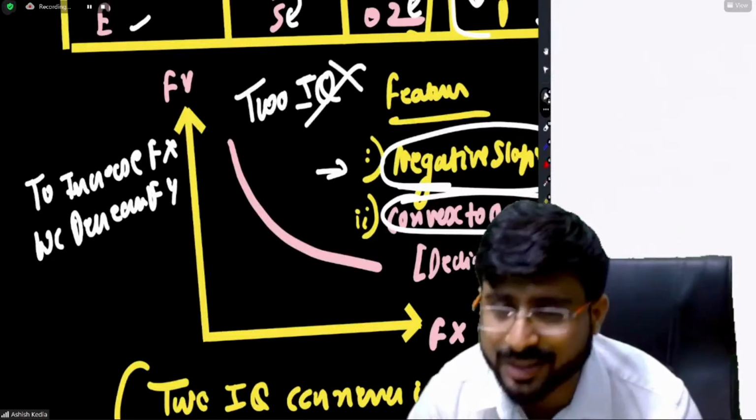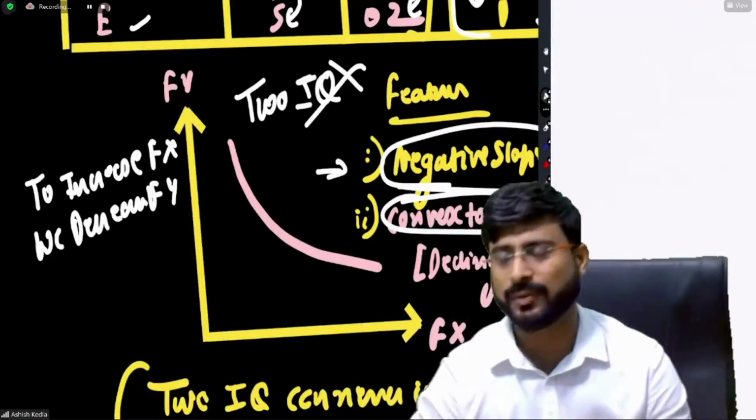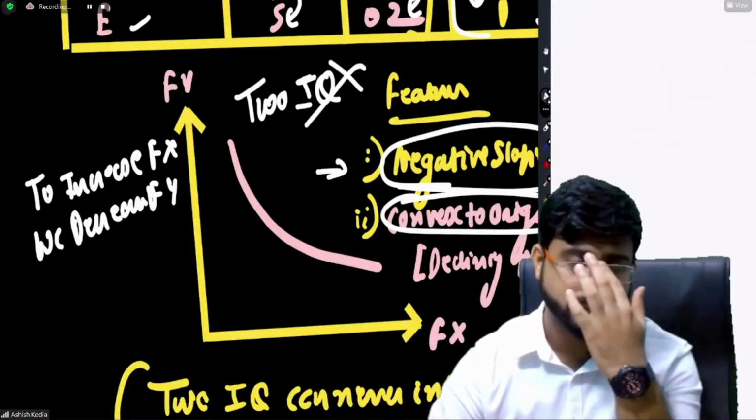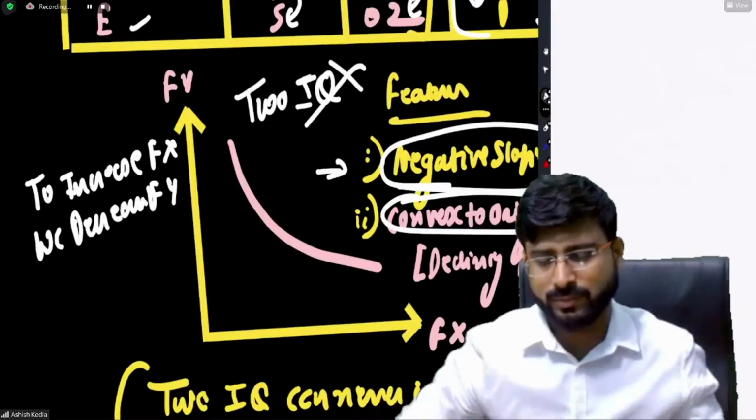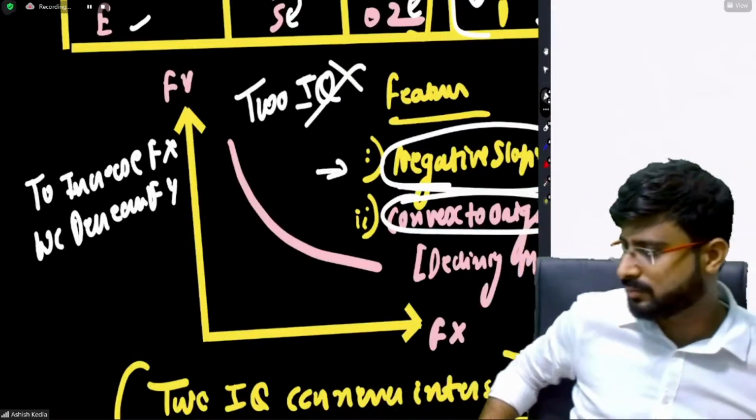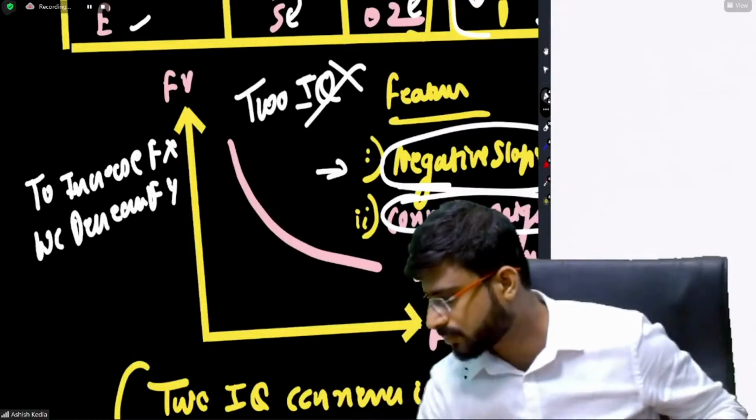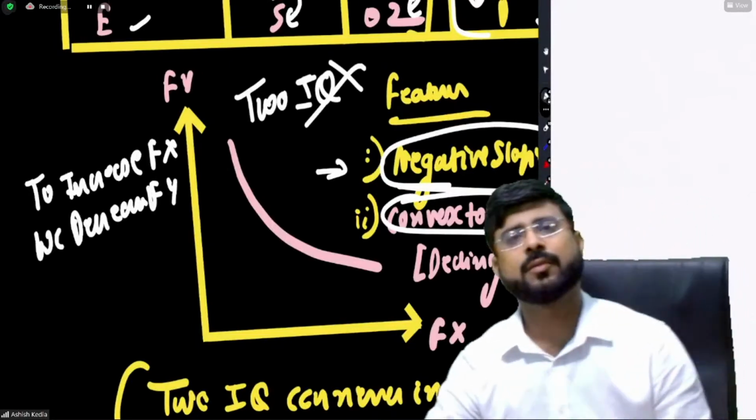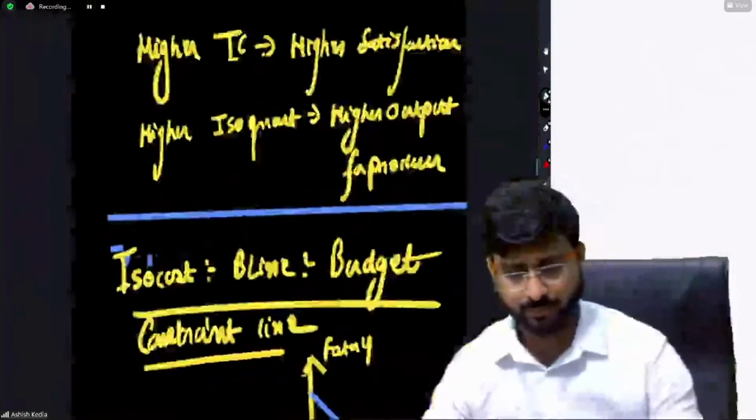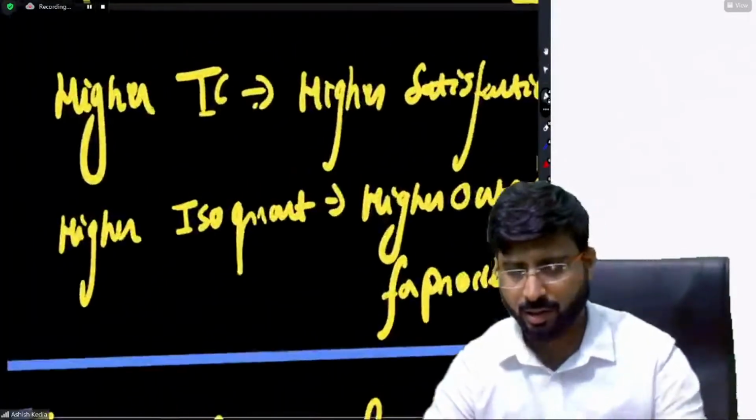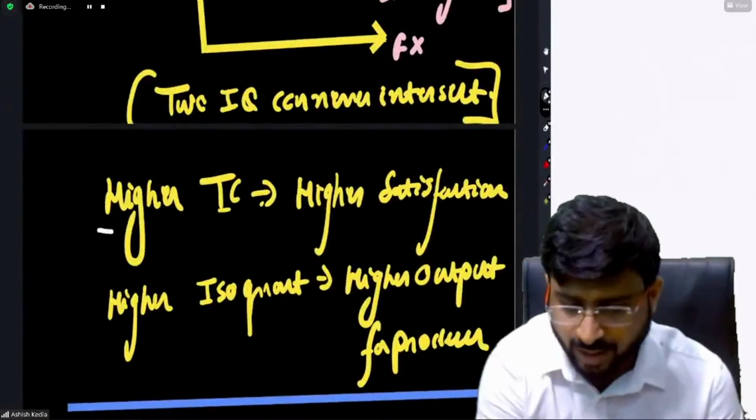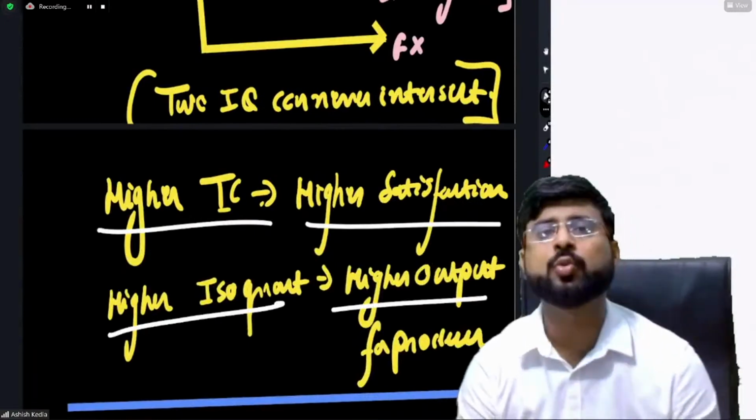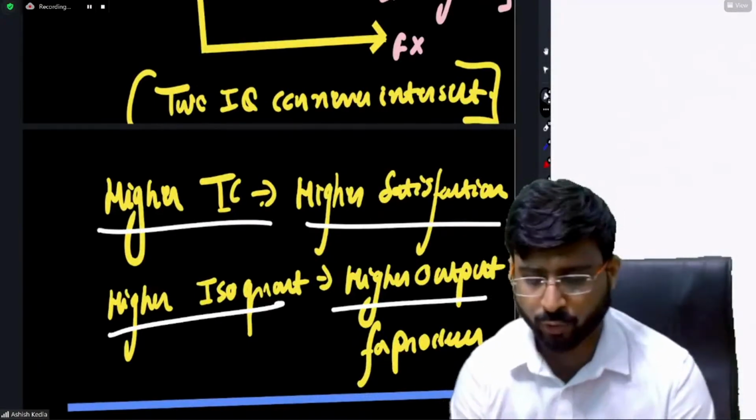I told you that it is much like consumer equilibrium. That is what we are speaking now. Very good. Very, very good. Achha. Remember, just like higher indifference curve led to higher satisfaction for the consumer, higher isoquant will mean more output. Higher isoquant means more output for the producer.